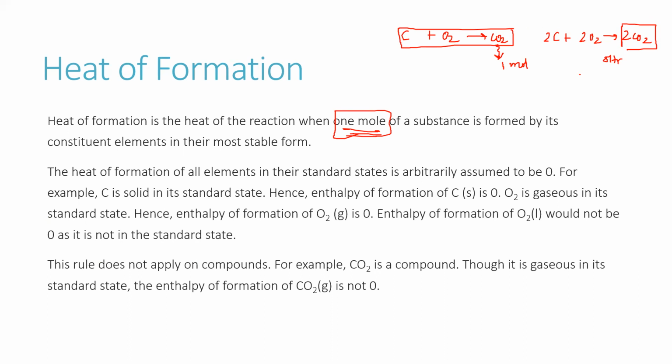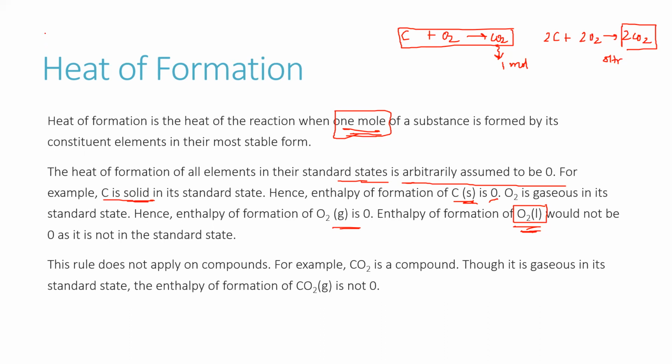So heat of formation of all elements in their standard states is arbitrarily assumed to be 0. For example, carbon is solid in standard state, as we discussed earlier. So enthalpy of formation of carbon solid is 0. Similarly, oxygen is gaseous in standard state. Hence, enthalpy of formation of oxygen gas is 0. Enthalpy of formation of liquid oxygen, however, would not be 0 because liquid oxygen is not in its standard state.